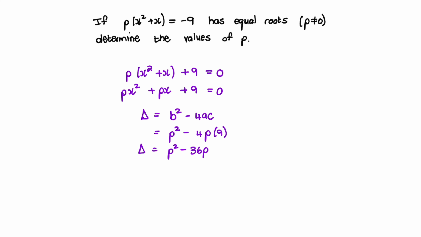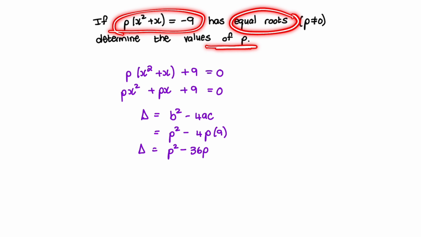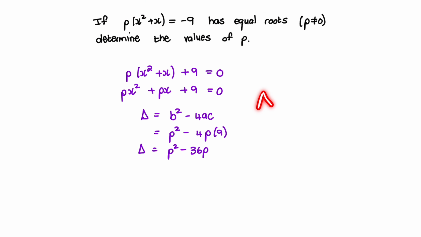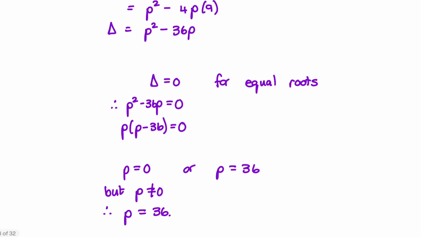Now the question said, if this equation has equal roots, find the values of p. And as I explained, when we have equal roots, we set delta equal to 0. So we have our delta. Let's set that equal to 0. So I replace the triangle with a 0. And now I'm going to solve for p.